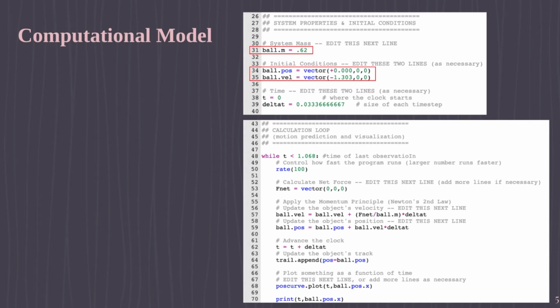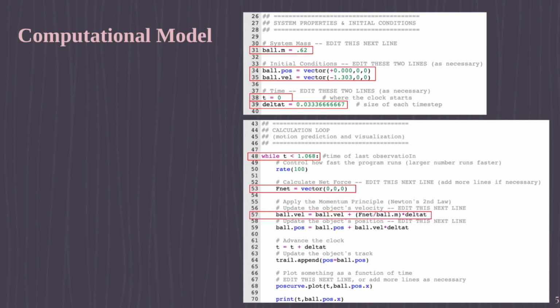Line 35 indicates the ball's initial velocity vector that we calculated earlier, which is negative 1.30300 meters per second. Line 38 indicates the beginning of our observation time. In line 39, I changed the model's time increment to be the same as the observational time step from Tracker, which is 0.033 seconds. Line 48 indicates that we want to create a model from 0 seconds to the last observation time at 1.068 seconds. Since we want to create a model in which the ball has constant velocity, the net force vector is set to 0, 0, 0 newtons in line 53.